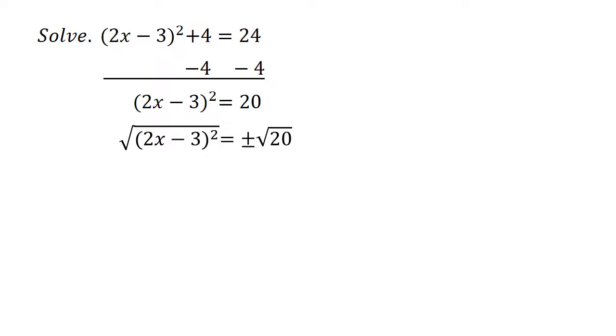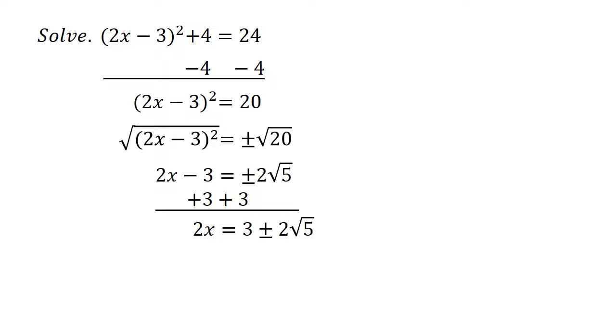The square and the square root are going to cancel out on the left-hand side. 2x minus 3 equals plus or minus square root of 20, which is 4 times 5. Square root of 4 is 2, so 2 square root of 5. And now I'm going to add that 3 over, and I'm going to put it in front of there. Sometimes people might want to put it behind the root part, but I put it in front there.